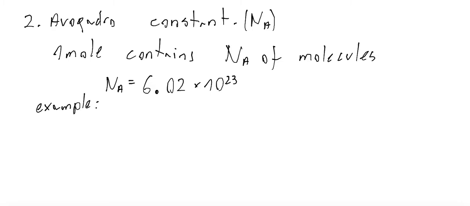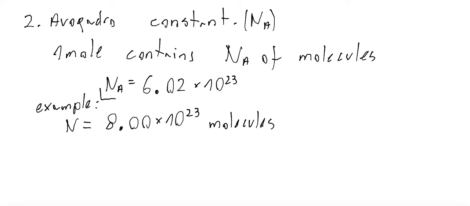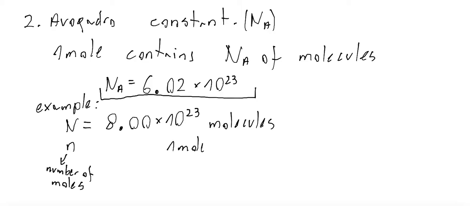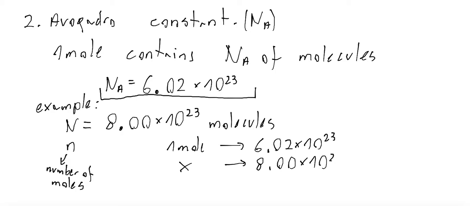Okay, so let's imagine a simple example. Let's imagine that you have a sample containing, let's say, 8.00 times 10 to the power of 23 molecules. Knowing that the Avogadro constant is equal to 6.02 times 10 to the power of 23, find the number of moles of this substance. The symbol of the number of moles is n, okay? Number of moles. Okay, so how to do this? We know that 1 mole contains the same amount of molecules as the Avogadro constant, which is given, 6.02 times 10 to the power of 23. And we don't know how many moles corresponds with 8.00 times 10 to the power of 23 molecules.